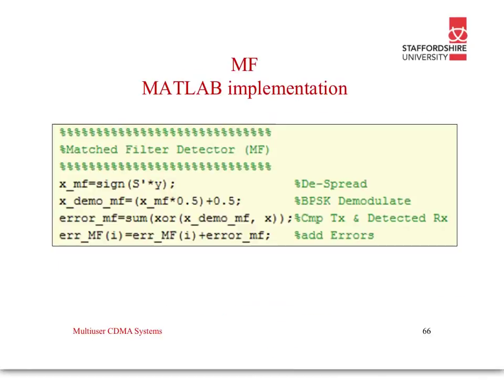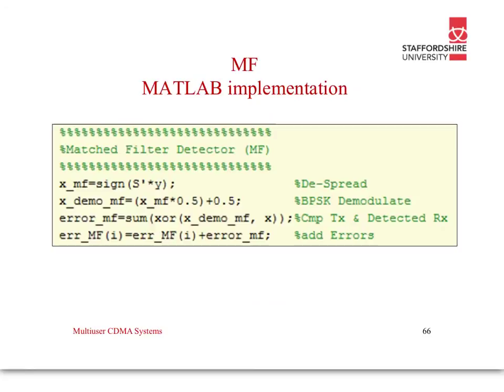So the MATLAB implementation of the match filter, which you will go through in the lab, is: the X match filter is the sign of the signature matrix times Y, the received vector or matrix, and I have then demodulated it. So we're just saying sign. If it's positive, make it positive. If it's negative, it's negative. So I've already done the multiplication.